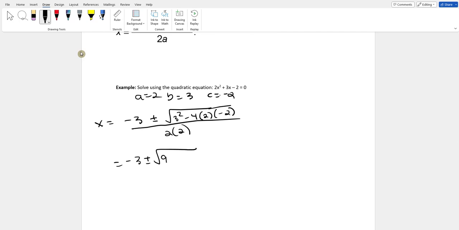So 3 squared is 9. Negative 4 times 2 times negative 2 is 16, all over 4. We end up with 9 plus 16, which is the square root of 25, all over 4. We know that the square root of 25 is 5, all over 4.